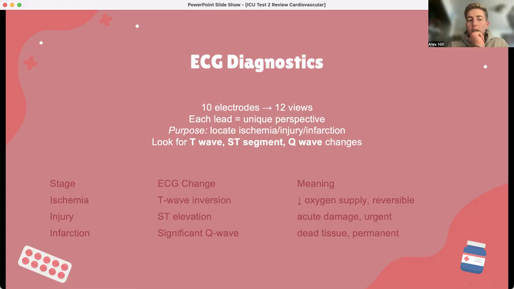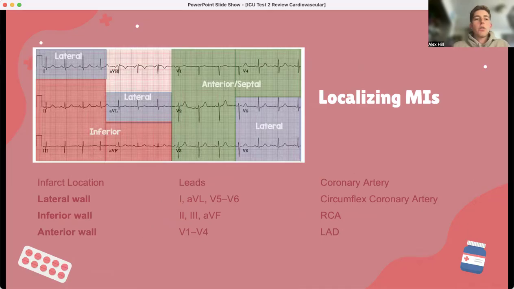So diagnostics, I think we talked about this already. So here are the different leads. The lateral ones go from side to side, lateral. And then the inferior has two that are on the bottom. So inferior. And then you have the other one, which is the anterior. And then you don't pay attention to the AVR.